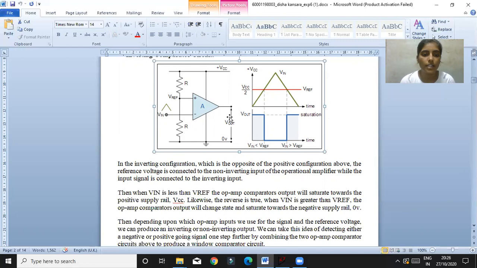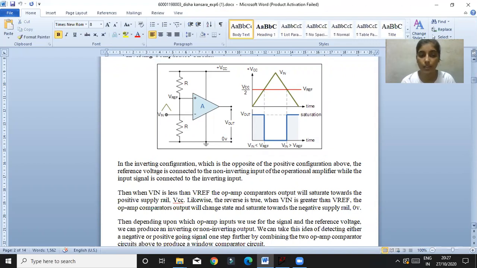When Vin is less than Vref, the op-amp comparator output will saturate towards the positive supply VCC. In reverse, when Vin is greater than Vref, the op-amp comparator output will change state and saturate towards the negative supply of 0 volts. So this is the short introduction of the inverting comparator.